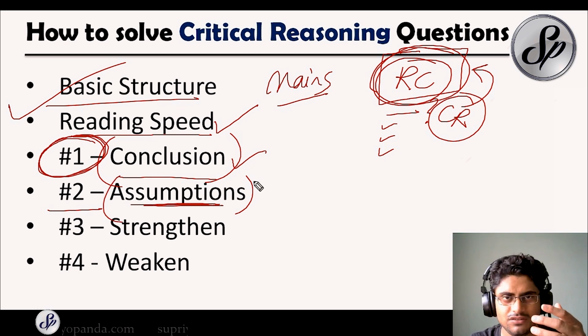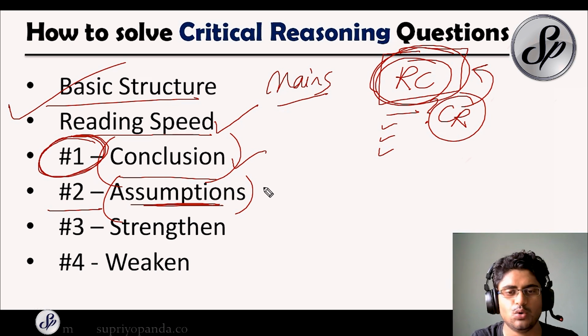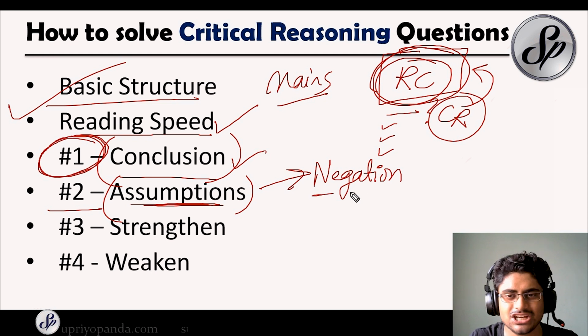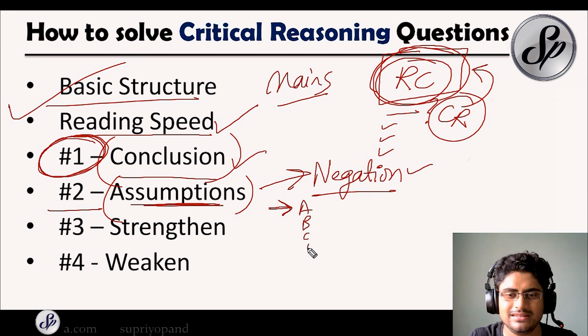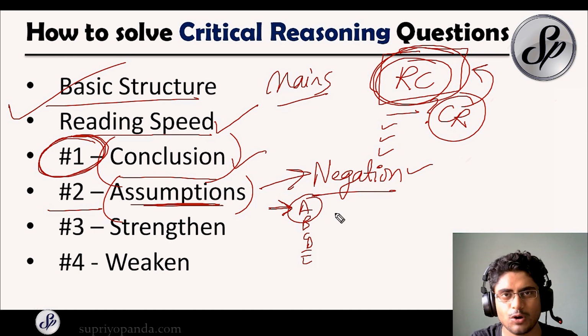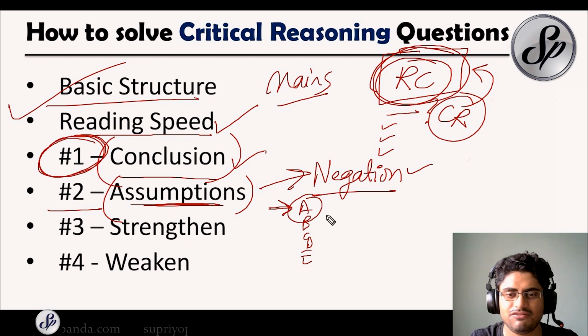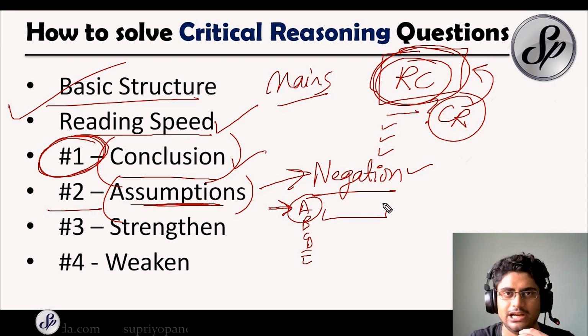whether out of these 5, which is the assumption that has to be true for the conclusion to be true. So how are you going to find out? You are going to try something that I call the negation. Okay, so the assumption negation technique: whatever the passage is given, whatever the options are given, say there are options A, B, C, D, E, right? For each option, if it is a little bit tricky and you are not able to understand whether it is an assumption or not, try to negate it. Try to find out the opposite of that statement.